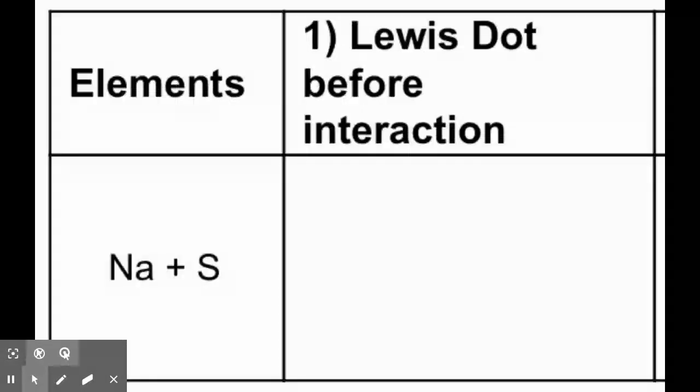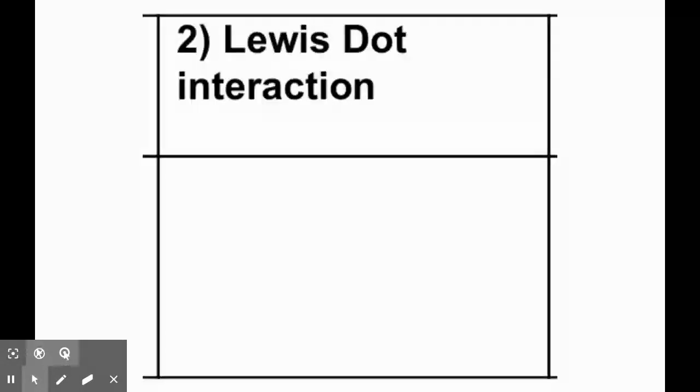So now we're going to go through another example that's a little more challenging. This is the interaction between a sodium atom and a sulfur atom. So remember, in the first box, we're going to write our Lewis dot structures. So sodium is in group 1A, which means it has 1 valence electron. Sulfur is in group 6A, which means it has 6 valence electrons. And that's box 1.